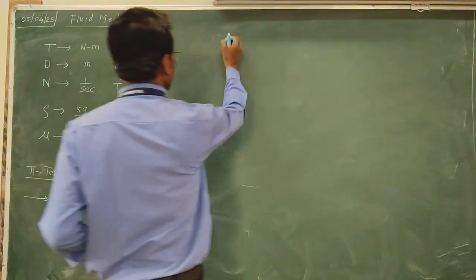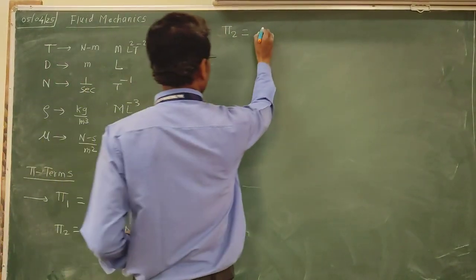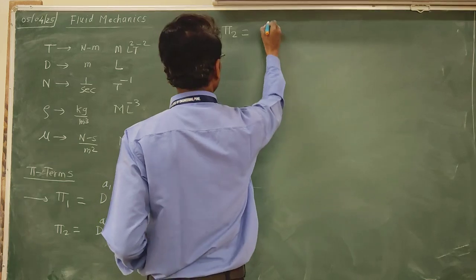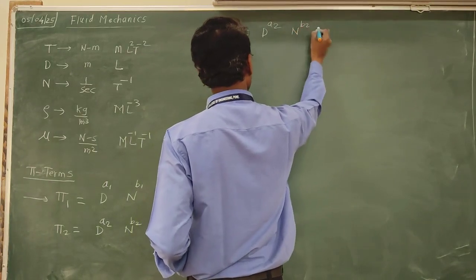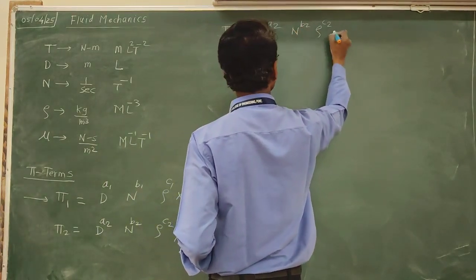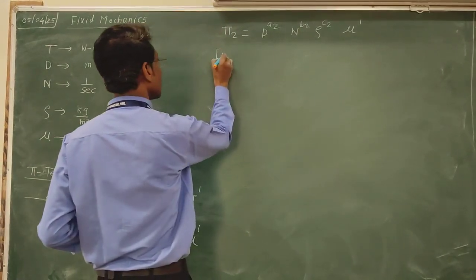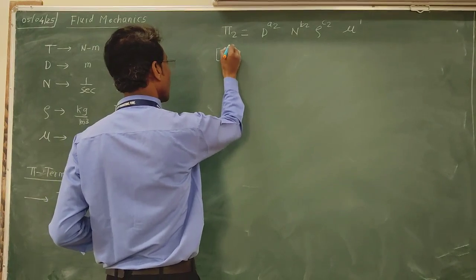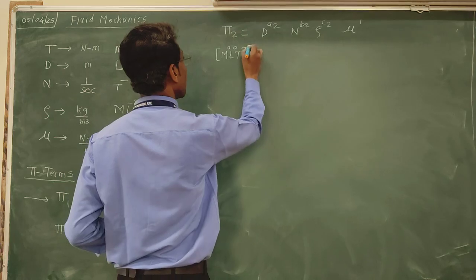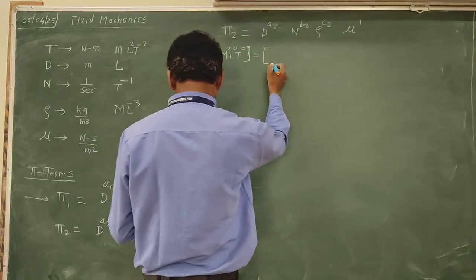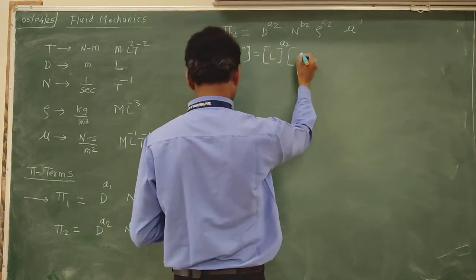Similarly, we will follow the method for the pi 2 term. Let us write the pi 2 term. Pi 2 is equal to d raised to a2, n raised to b2, rho raised to c2, into mu raised to 1. Let us write the MLT form on the left hand side and right hand side at the respective place of the variable. Already we have done this. Only we have to change the exponent.